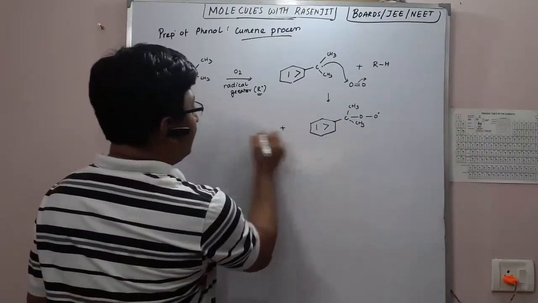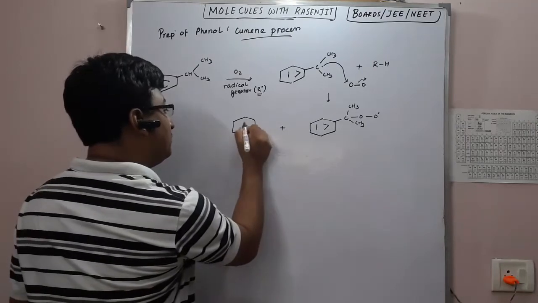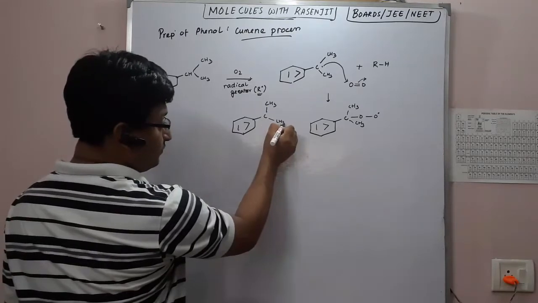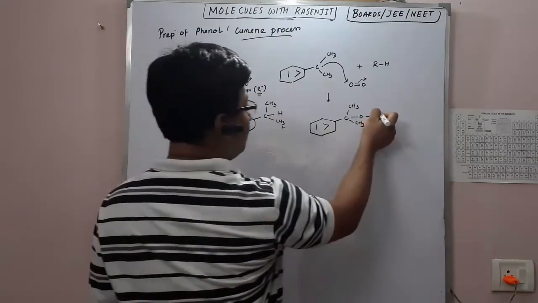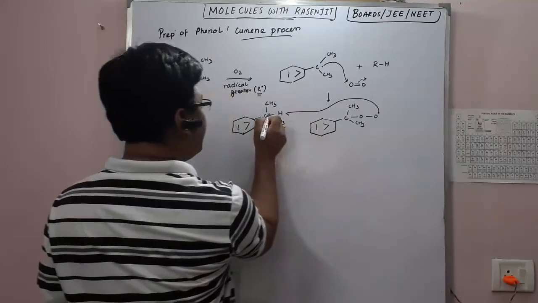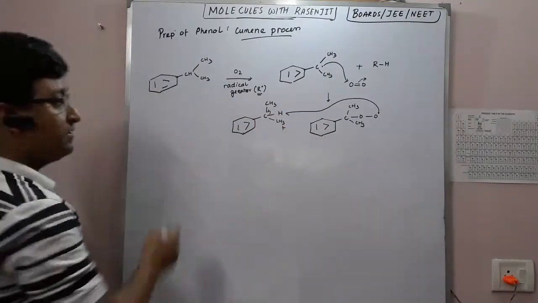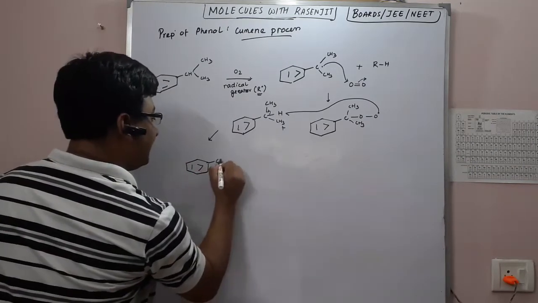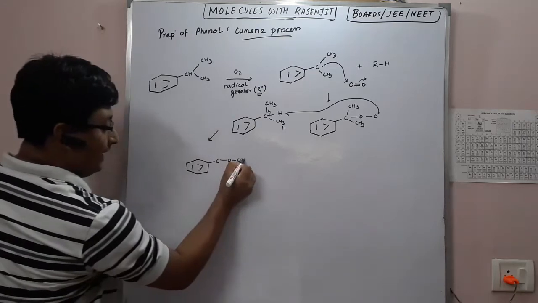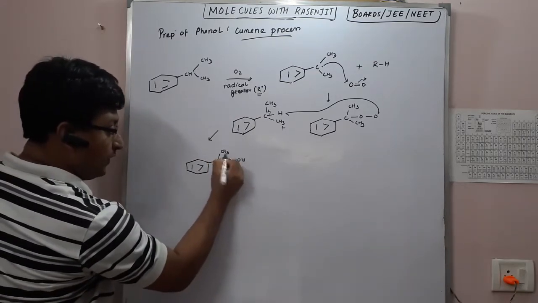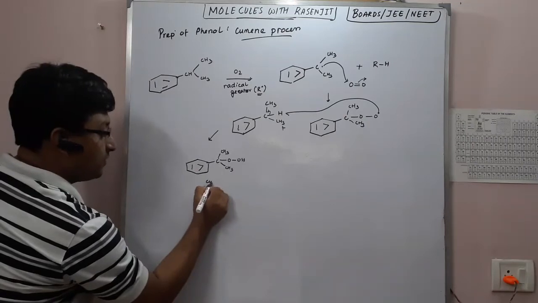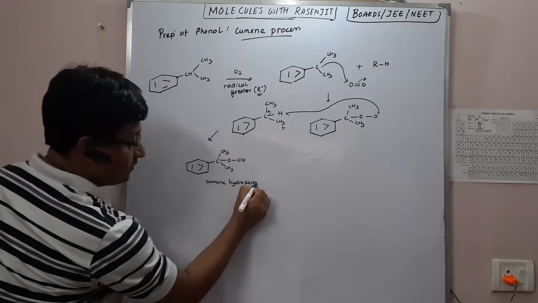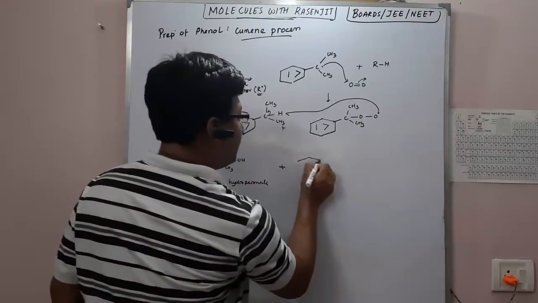So what will happen? In presence of another cumene molecule, this one will attack here and this will undergo homolytic cleavage. So what is the product here? In this case, you are getting two products. First one you are getting COOH. So this is cumene hydroperoxide.